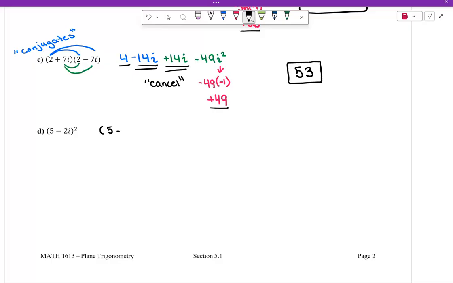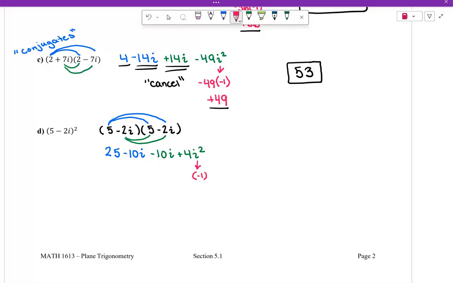So this will actually be 5 minus 2i and 5 minus 2i. So let's multiply this one out. So 5 times everything in the back: 25 minus 10i. Negative 2 times everything in the back: negative 10i plus 4i squared. I squared is negative 1. That's a positive 4, so I'll go ahead and write plus 4 so we can remember.